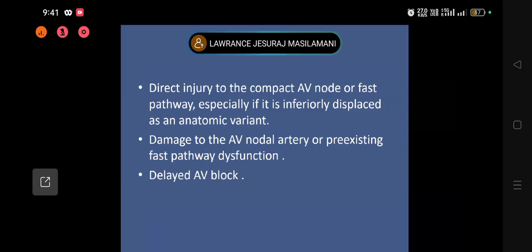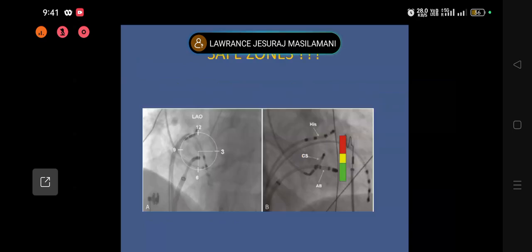There are times you may hit the AV conduction area if your AV node is posteriorly located or you have an AV nodal artery very close. This happens when you are ablating inside the coronary sinus because that's the area where you are going to see the AV nodal artery. And there are patients who can develop an AV nodal block later also.